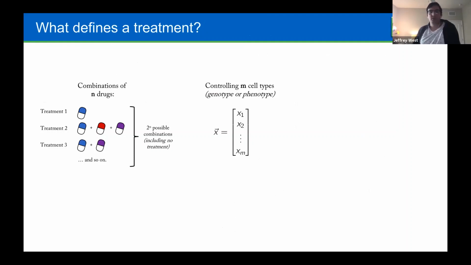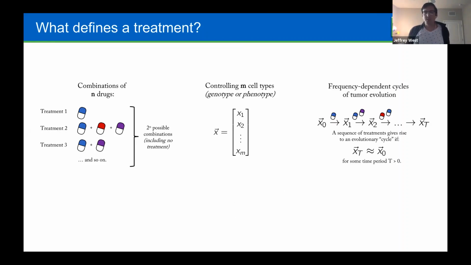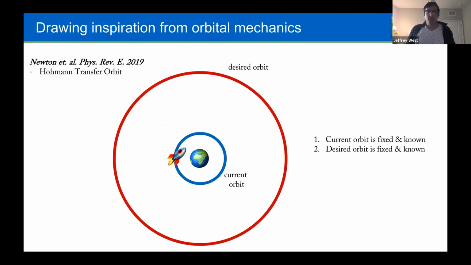And we're controlling M cellular phenotypes given by our state vector X, and we want to have a sequence of treatments which changes our X vector such that our X at some time, capital T, is approximately equal to our initial starting composition vector. And to do that, we're going to draw some inspiration from orbital mechanics.